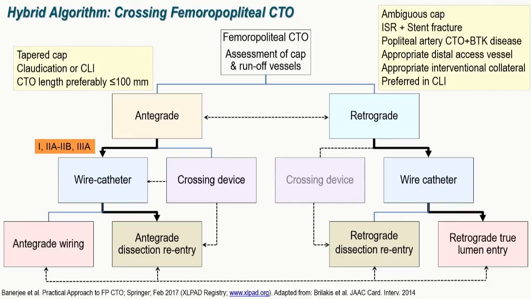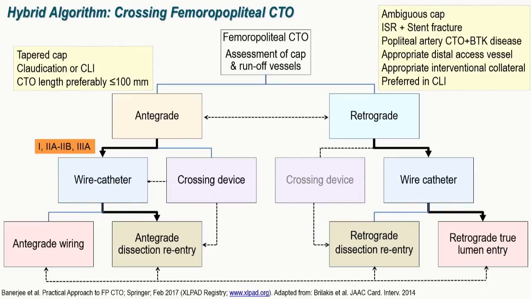And on this slide, to your left, are three features that have prompted the use of an antegrade approach, mainly in lesions with a tapered cap, mostly in claudicants, and with CTO lengths greater or equal to 100 millimeters. If you see the darker lines, most commonly what we see in the registry for these types of lesions, that are lesion 1A, 2A, 2B, and 3A, is using an antegrade wire-catheter approach, and if you don't enter the true lumen, use a dissection re-entry and re-enter with a re-entry device.